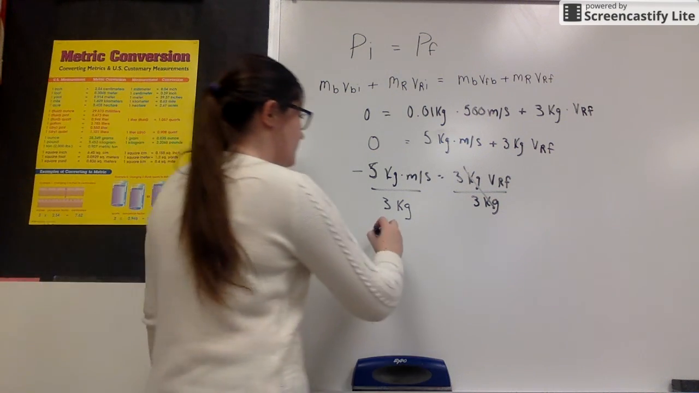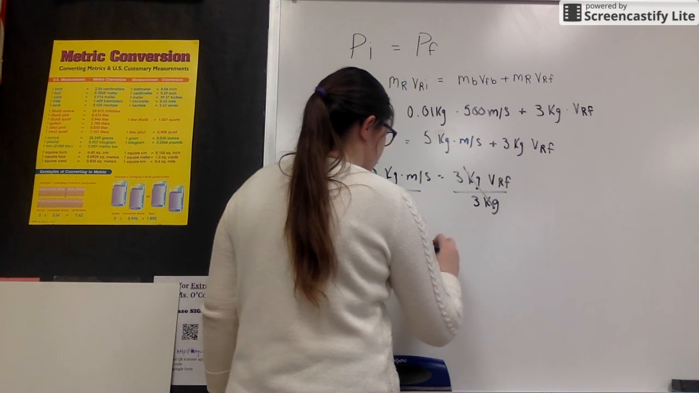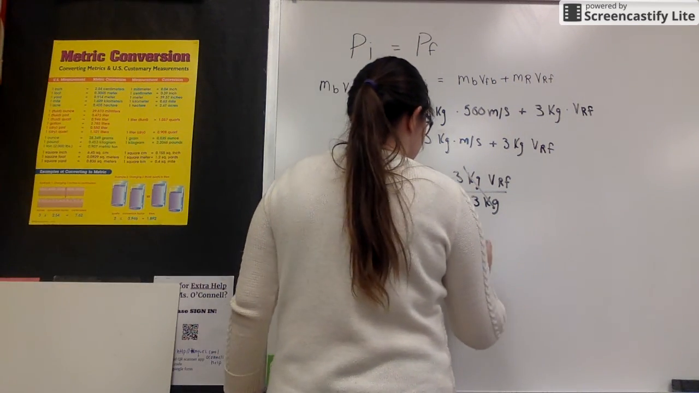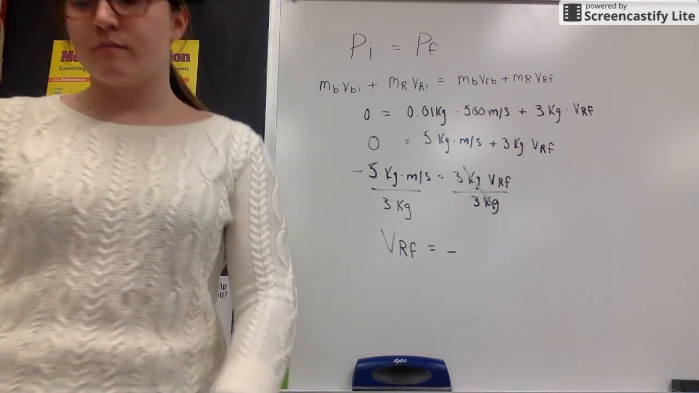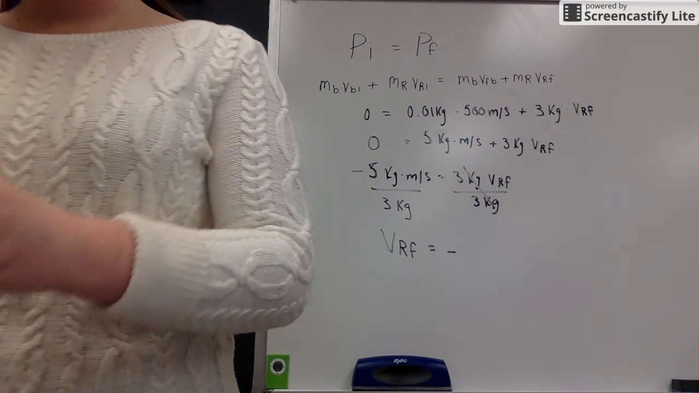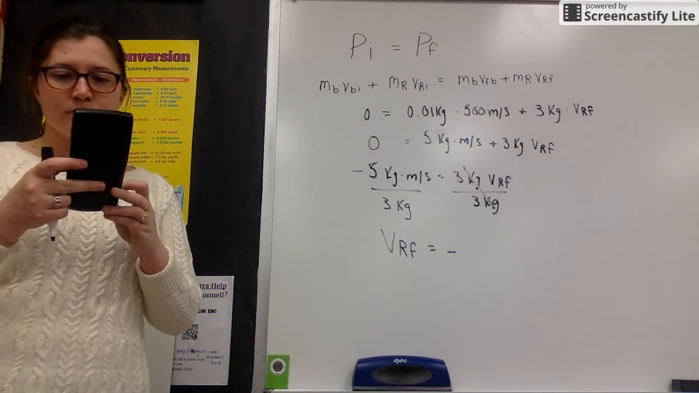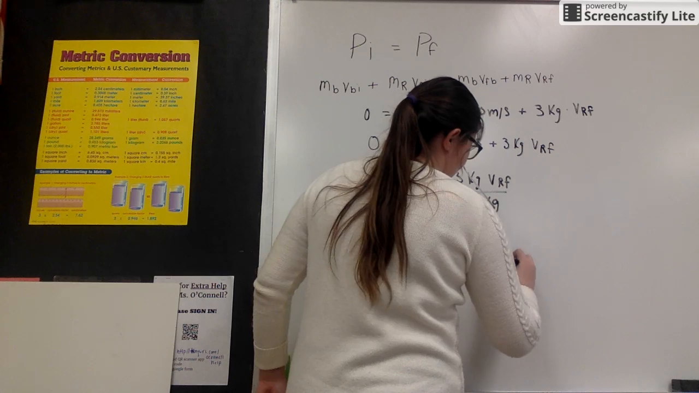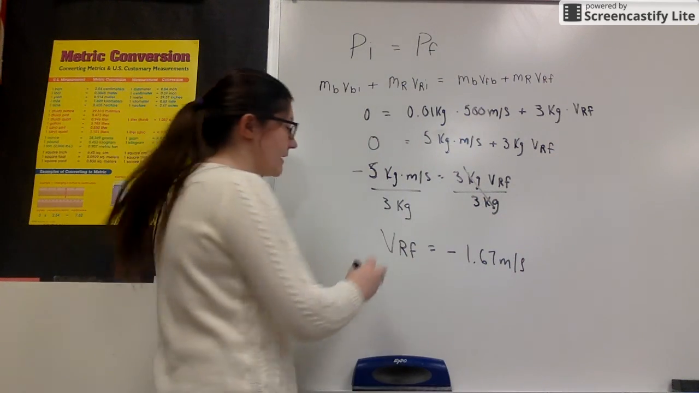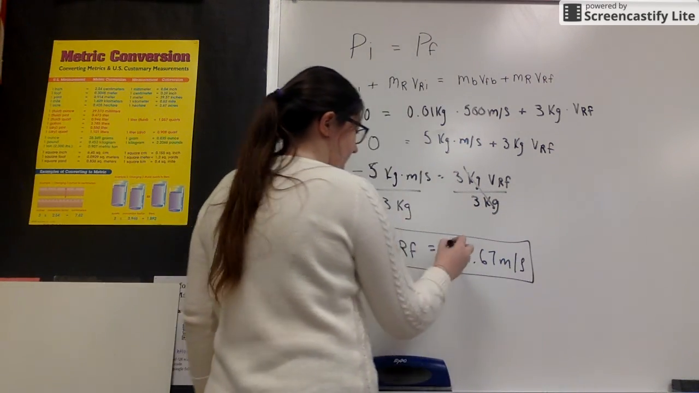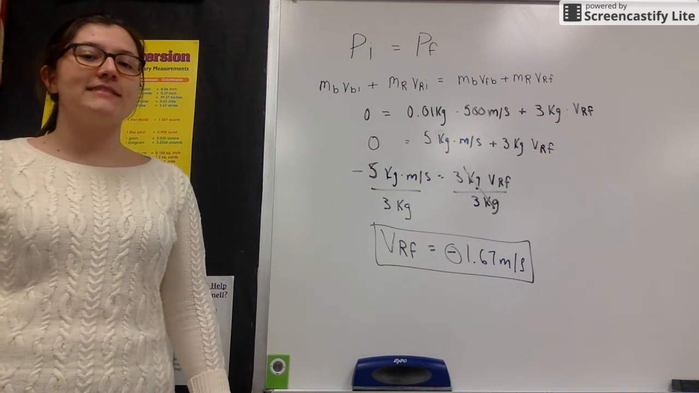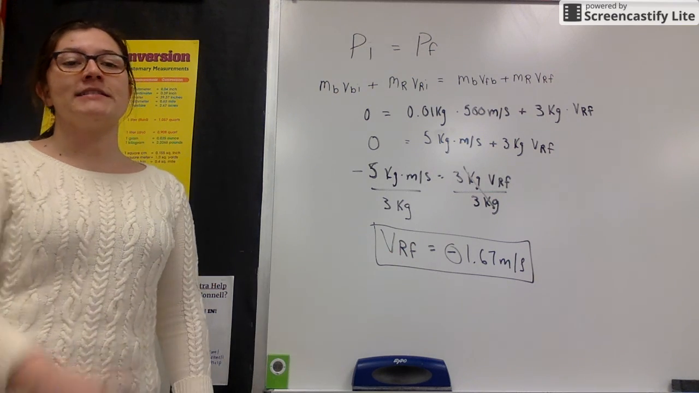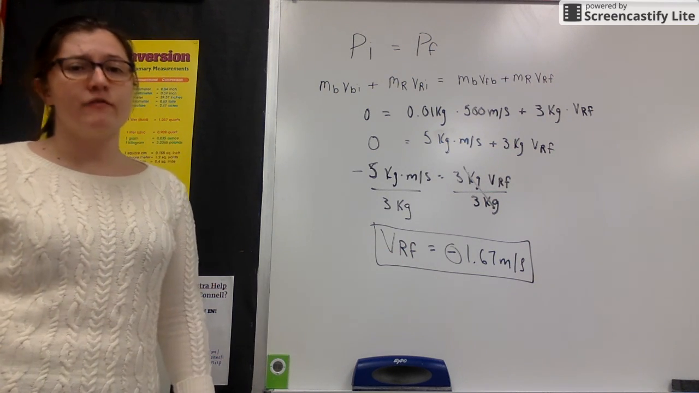So solve for the final velocity of the rifle, and you're going to get negative, I believe it's 1.67. Yep, 1.67 meters per second. So the recoil velocity of our rifle is 1.67 meters per second, negative meaning to the left, the opposite direction of the bullet.